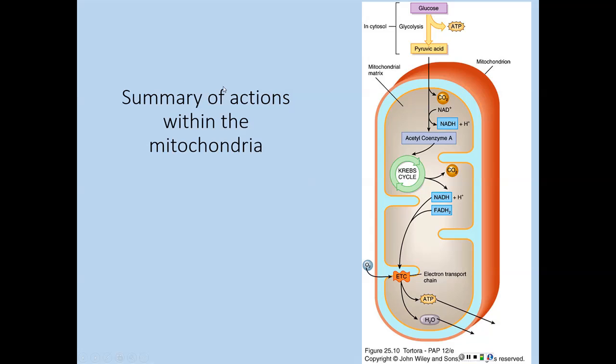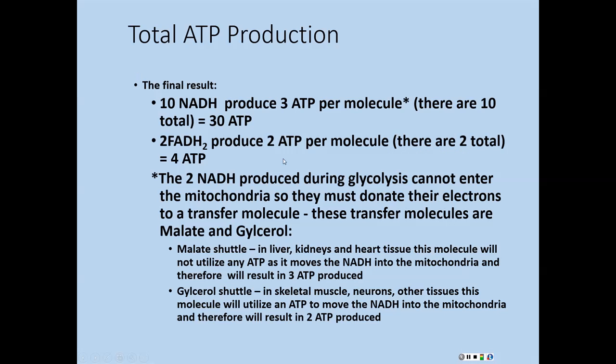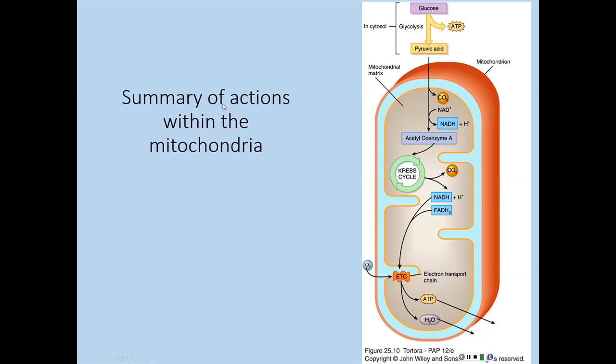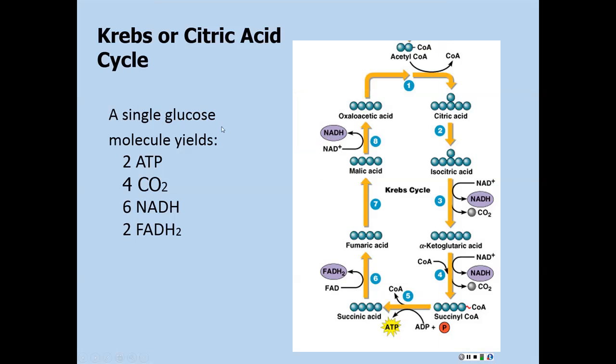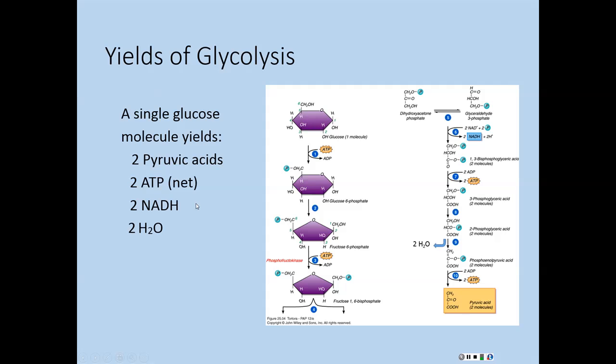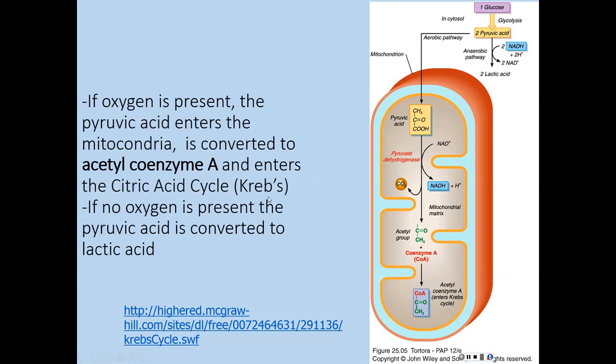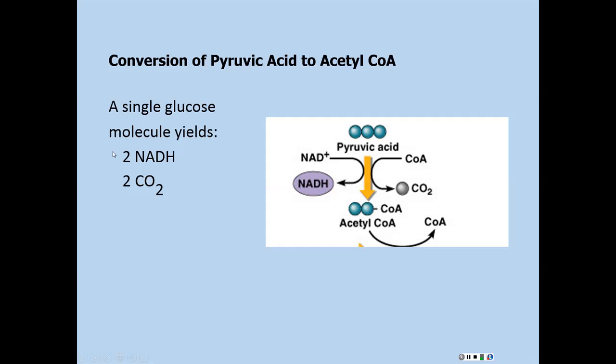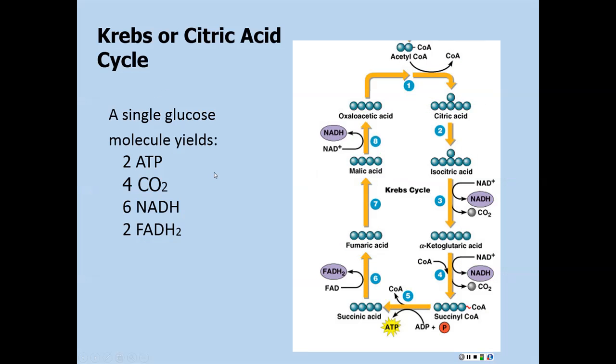So let's take a look at the summary of all of the actions happening within the mitochondria and even outside. But let's first look inside the mitochondria. We had a total of 10 NADH. Remember, where did they all come from? Backing way up, in glycolysis you had 2, right? Then you had 2 here, that's 4. And then from the Krebs cycle, you got 6 more. So you had 10 NADHs and you had 2 FADH2s.